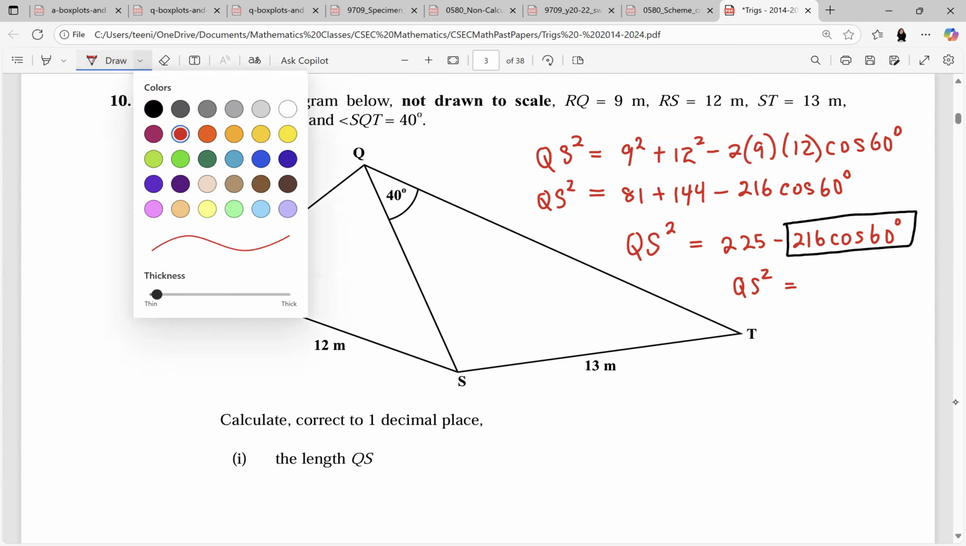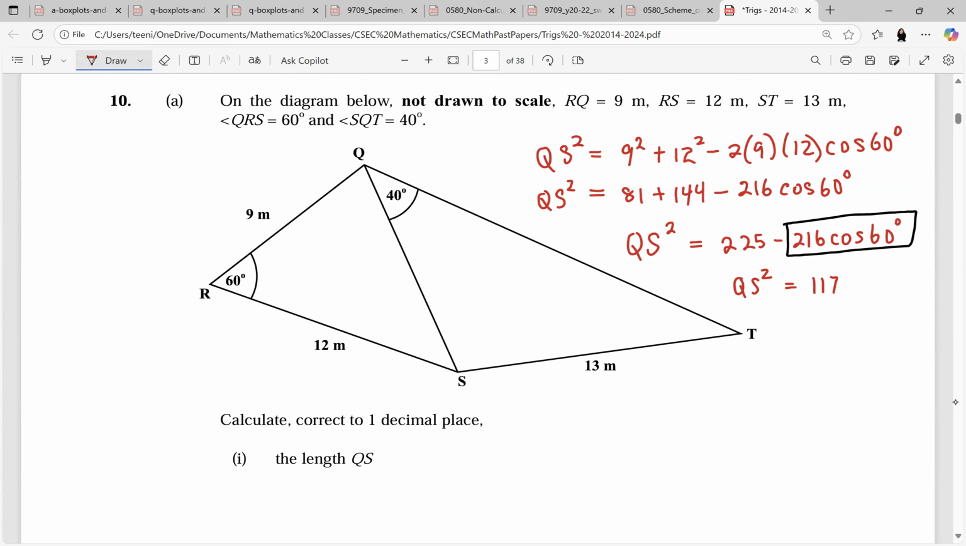Okay, the next line would be 117. So do 225 take away 216 cos of 60? And you didn't get 117? Try again. Do 225 take away 216 cos 60, and tell me if you get 117.